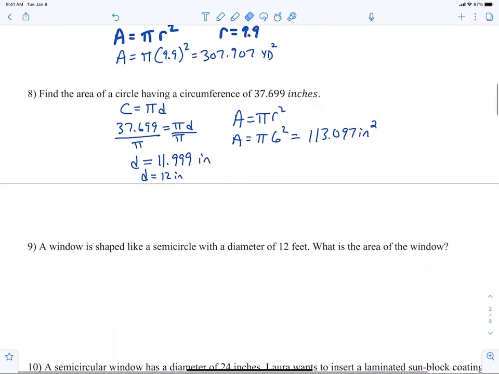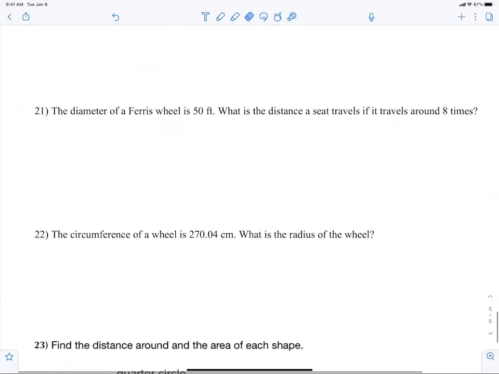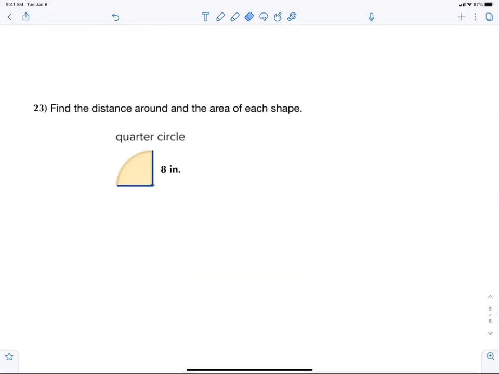Now, again, what I want to do is I want everyone now to finish up on your own. I got you started. The homework is to finish all the way up to 23. And tomorrow we'll finish going over it.